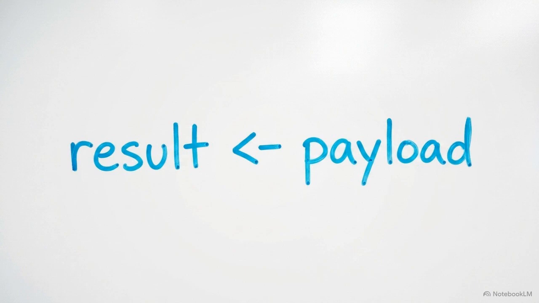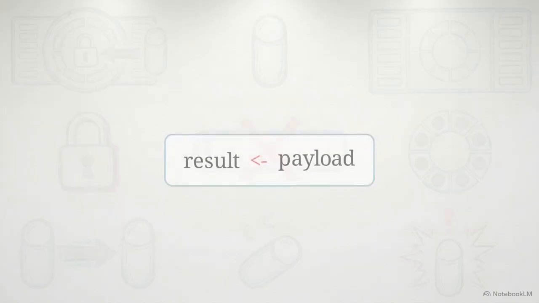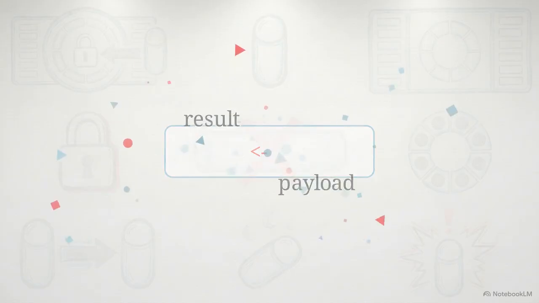You type ch <- 42, and Go handles the rest. You've written this 1,000 times, but executing this one line triggers roughly 700 lines of complex Go runtime code.